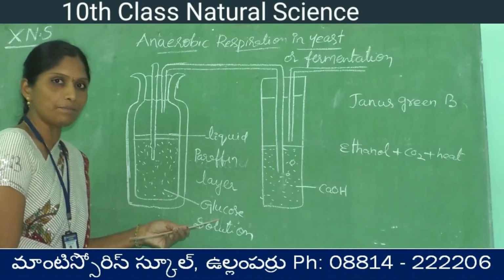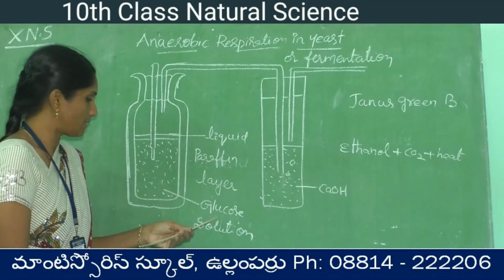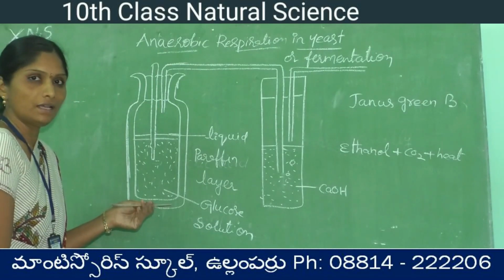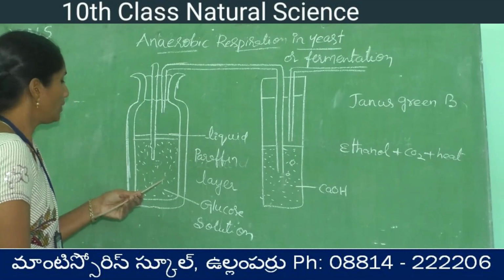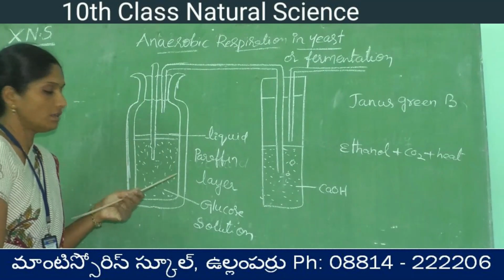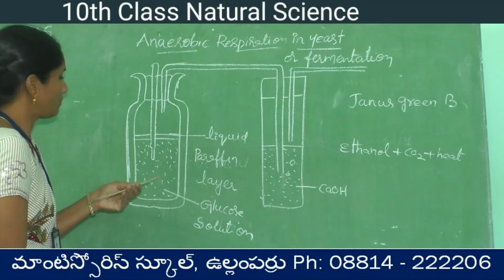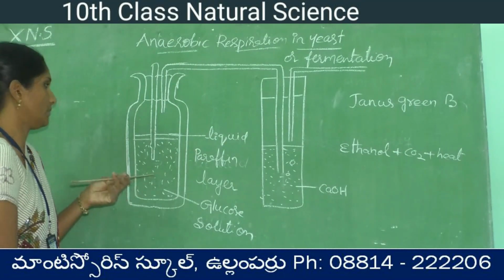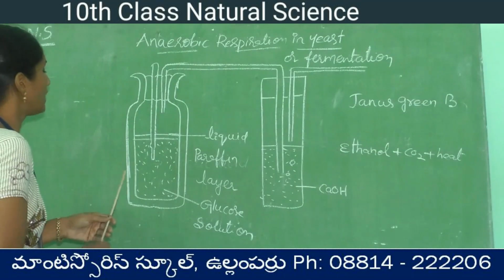First we take up the step: boil the glucose solution. We can boil the glucose solution and remove the oxygen from it. First step is over. And the second step is the thermos flask.